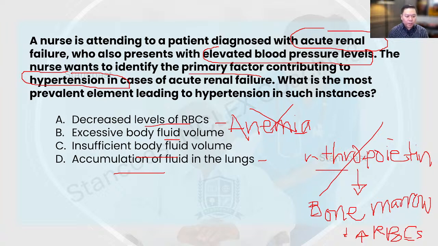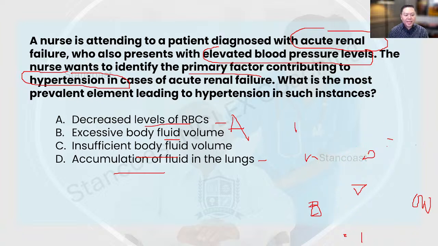Okay, scratch that one. Now moving into the next option, which is letter B, excessive body fluid volume. Remember, guys, about the different phases of the acute renal failure. We have the oliguric phase, followed by the diuretic phase, and then we have the recovery phase or the convalescent phase. So excessive body fluid volume, this is an overloaded body. So the patient here is not able to excrete the fluids that are supposed to be urinated, also with the toxic products. So the patient will end up with hypertension.